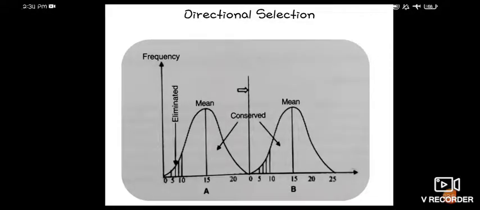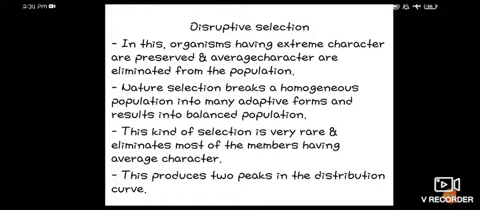Then the third one is disruptive selection. In this kind of selection, the extreme characters are preserved and the average characters are eliminated. So this is all about natural selection and the patterns of natural selection.